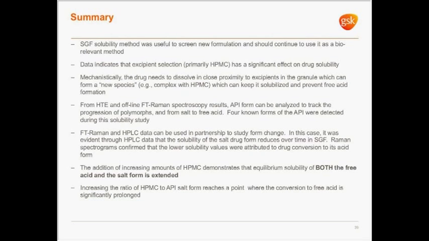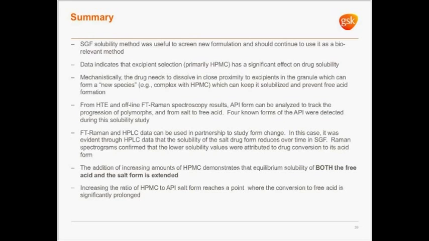We've seen that using SGF, simulated gastric fluid, as our primary media at 37 degrees centigrade to measure solubility of this drug is relevant to mimicking human body conditions, and it closely represents real-life conditions. So we should continue to use this as a method in the future.